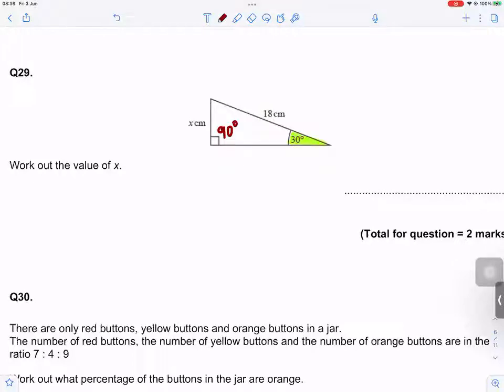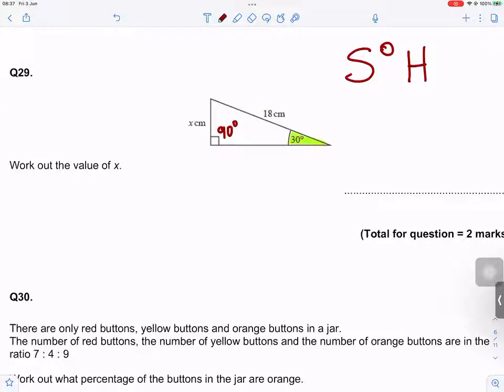What do we do next? We want to find that length X, not angle. We want to find this side X. Which formula do we use? Any idea? Okay, somebody said not sure. Does that help? Have a look at that.